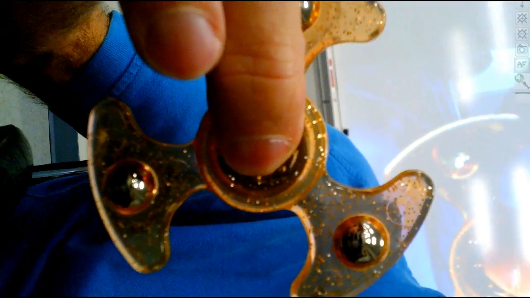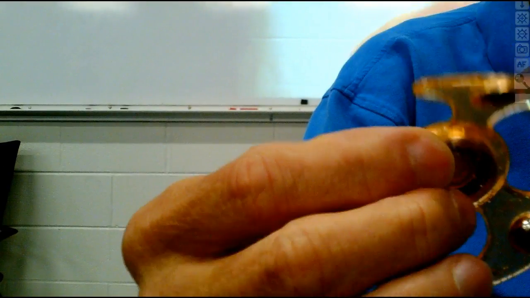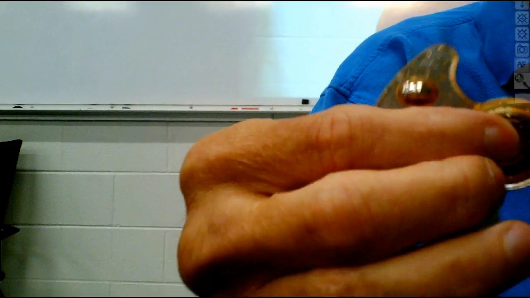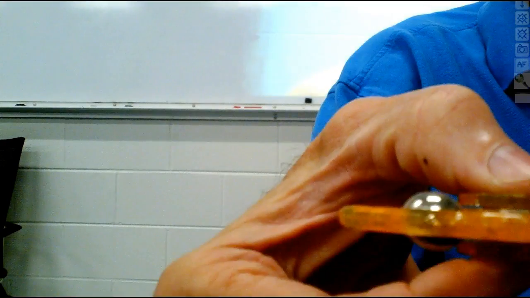So this is a radial load. Sorry, let me get it turned right. So that's a radial load. This is an axial load. So if I spin this, my weight is perpendicular to the shaft, right? Understand that? Because if I do it like this, now my weight is in line with the axis of the shaft.